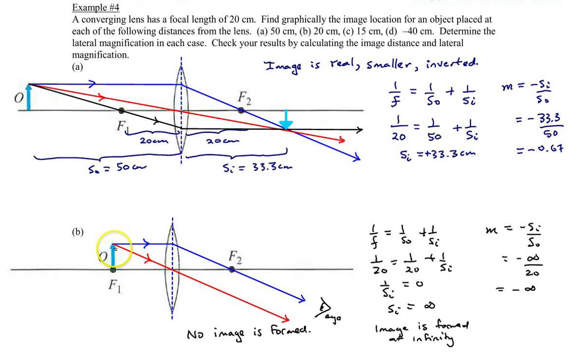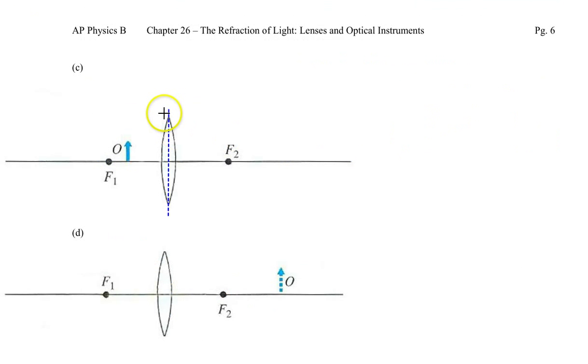Let's go on to part C now and see what happens when you put the object at 15 centimeters, which is somewhere in here. Okay, so turn to the page. I'll first start showing that dashed line through the center of the lens. And now we can start doing our ray diagrams.